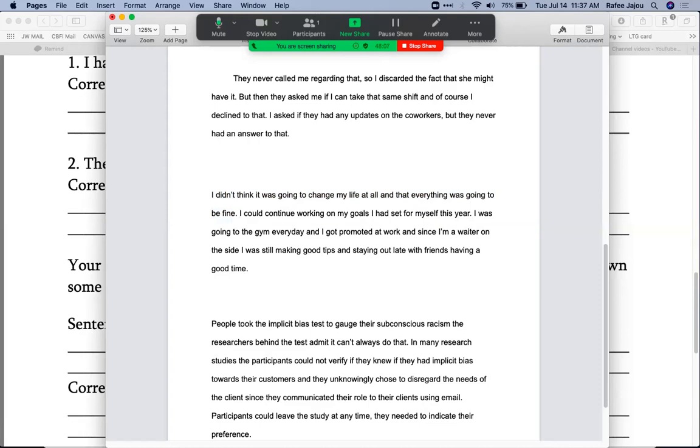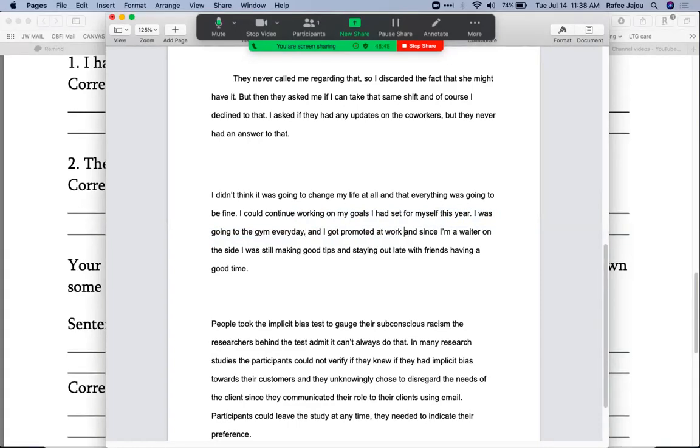I could continue working on my goals I had set for myself this year. That's perfect, nothing there. I was going to the gym every day and I got promoted. Okay, that's fine. So far, so good. And since I'm, okay, so there's the run-on right there, see? You do have a run-on here because you have 2 independent statements with a connecting word, but not a comma. We have a subject, a verb, complete idea. And over here, we have a subject, verb, complete idea. Remember, it's comma and.